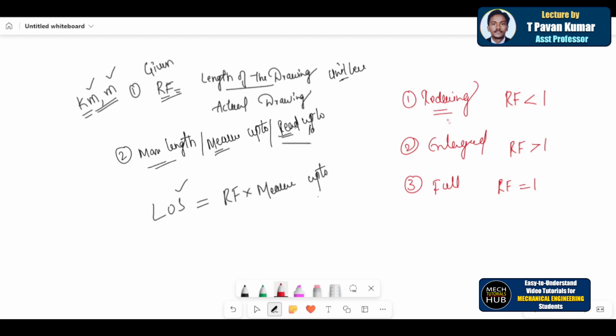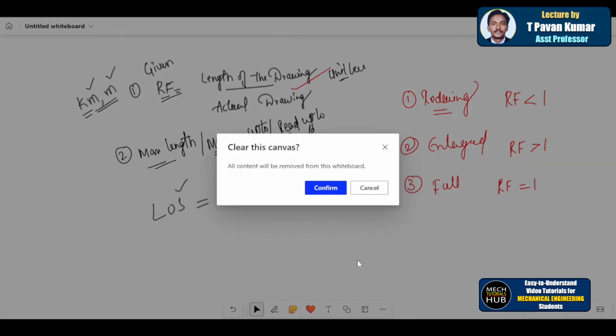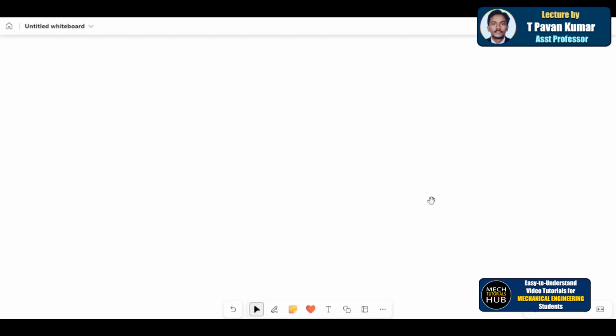Before, we have seen what is reduced, enlarged and full scale. Now as we know what is RF, based on RF, if it is less than 1, reduced scale, greater than 1, enlarged, if it is equal, then we call it full or same scale. Keeping this in mind, let us try to solve a few problems.